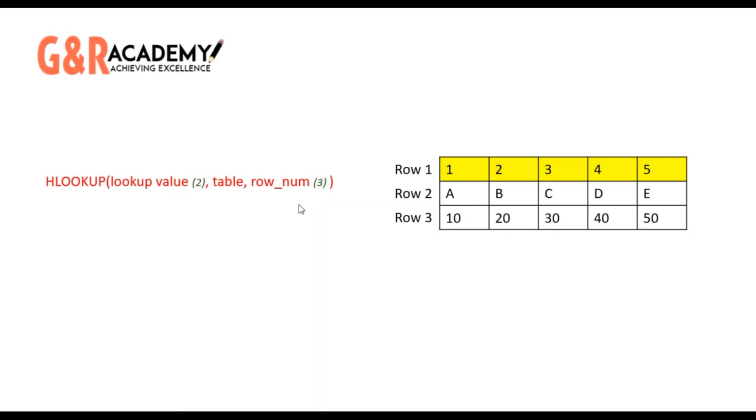HLOOKUP function is similar to the VLOOKUP with minor differences. H stands for horizontal in HLOOKUP. Like VLOOKUP, HLOOKUP takes 3 arguments: a lookup value, table, and instead of column number, it takes a row number as argument. For example, we have this table and we want to find a corresponding value in row number 3 for the lookup value 2. So how HLOOKUP works is that it searches horizontally for the lookup value in the first row of the table, and then it provides the value in row number 3 for the corresponding lookup value. So in our case, it should provide the value 20 as answer because 20 lies in row number 3 for the lookup value 2.